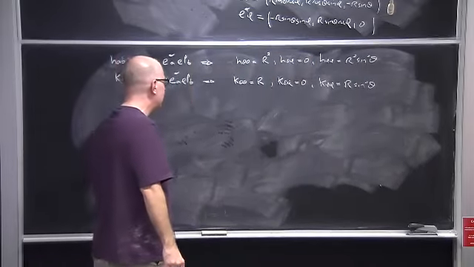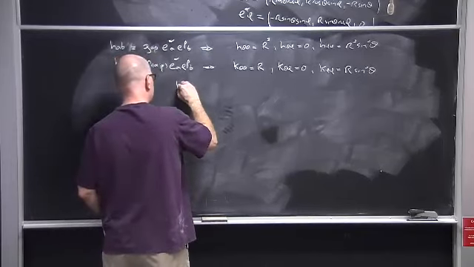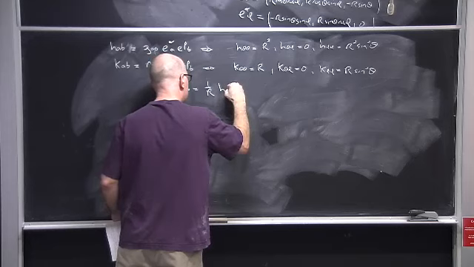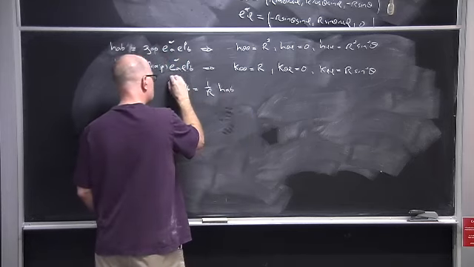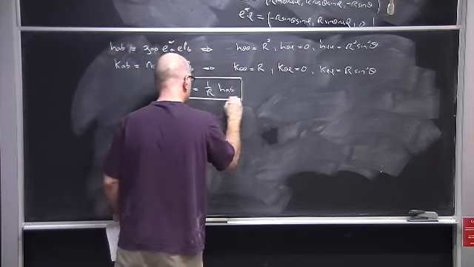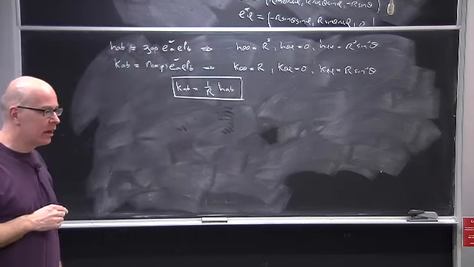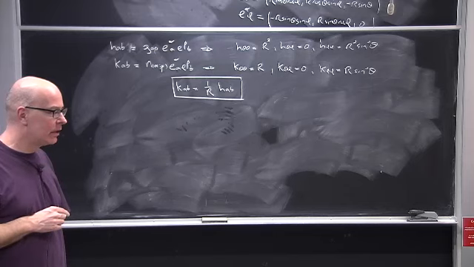And a nice way of summarizing this is to say that for the sphere, K_AB is 1 over r H_AB. And that's not an accident. That's really an outcome of the spherical symmetry.